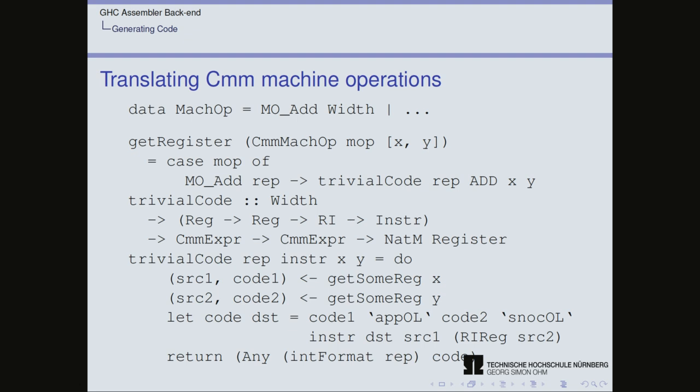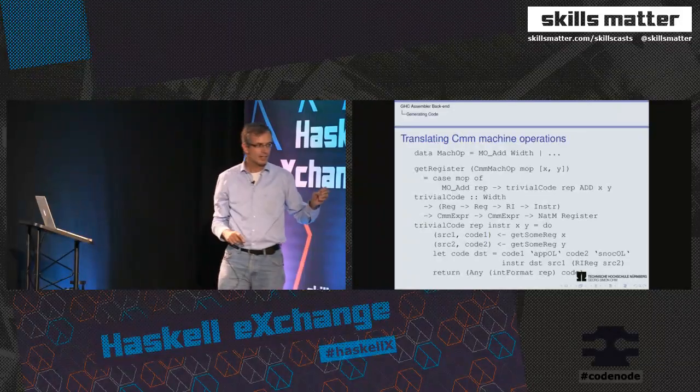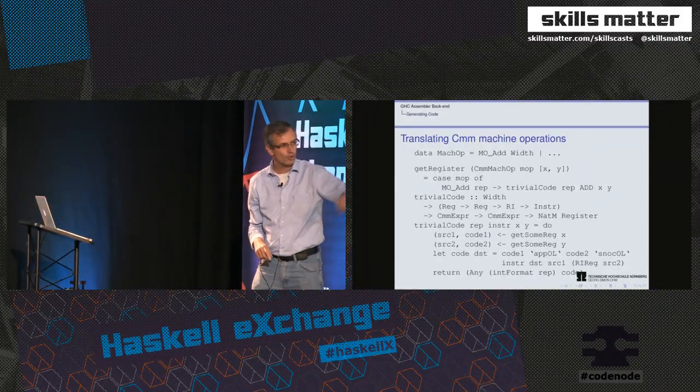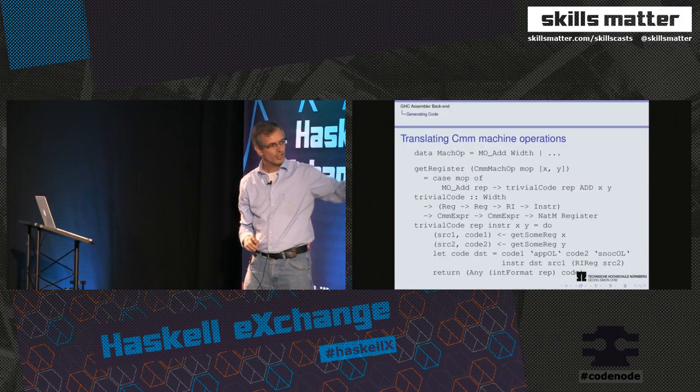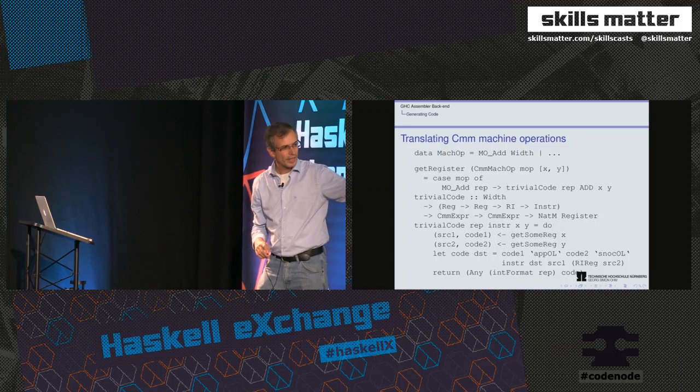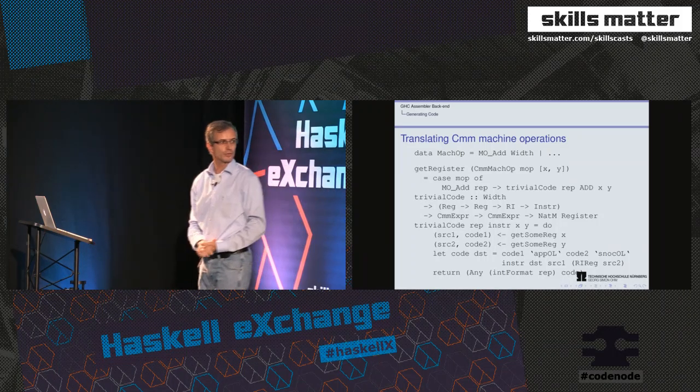And then what do I do? I just generate the code for it, and it's trivial code because it's easy. What do I need to do? First, I compute X into some register, and I compute Y into some register. So this generates the code for getting X and Y. They could be arbitrary CMM expressions. And once I have that, I can concatenate all that together: generate the code for 1, for 2, and then the instruction that puts those 2 things together.